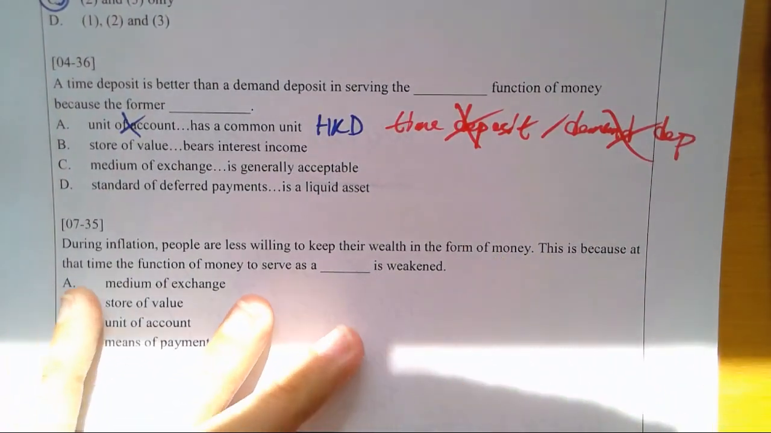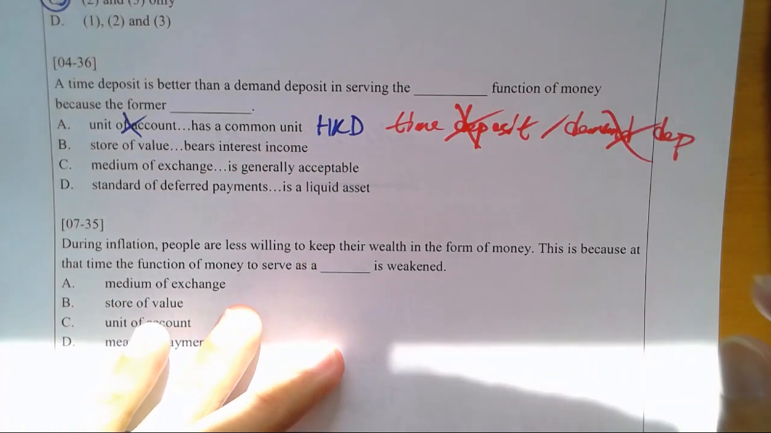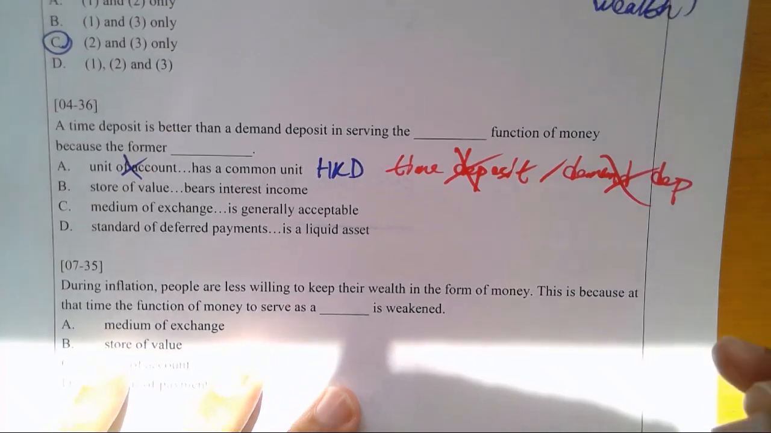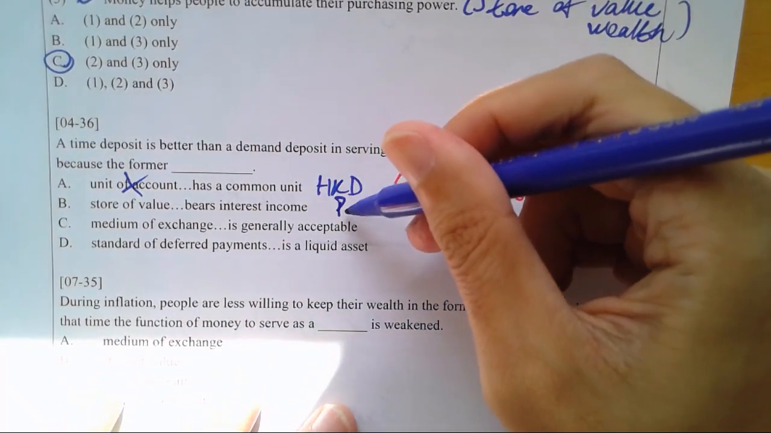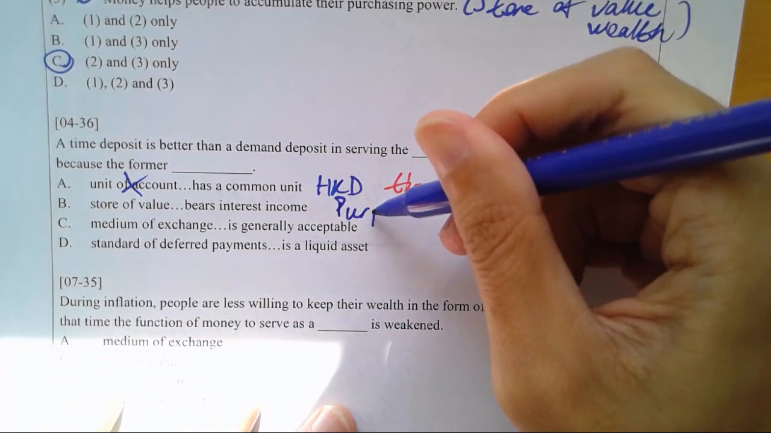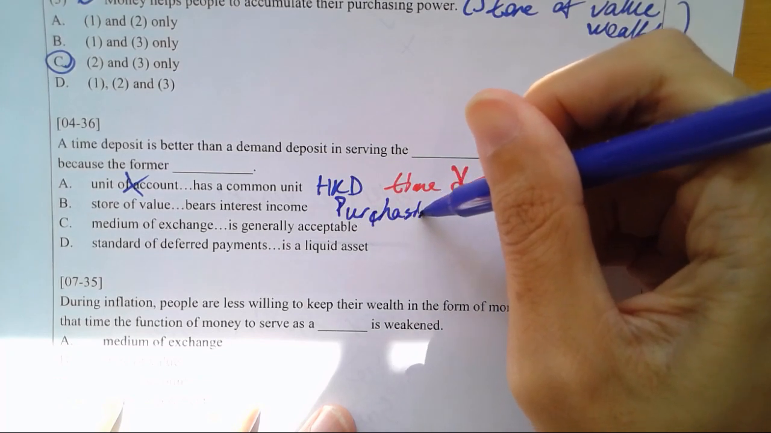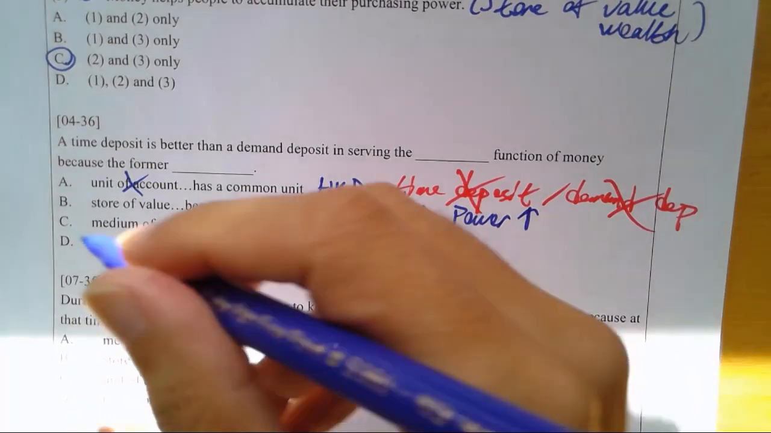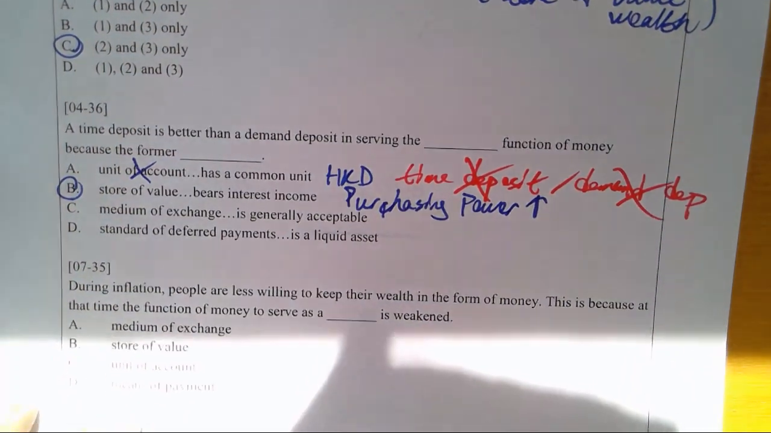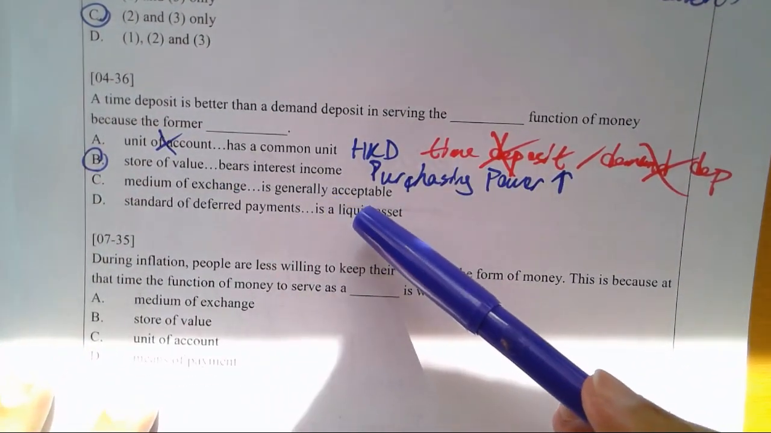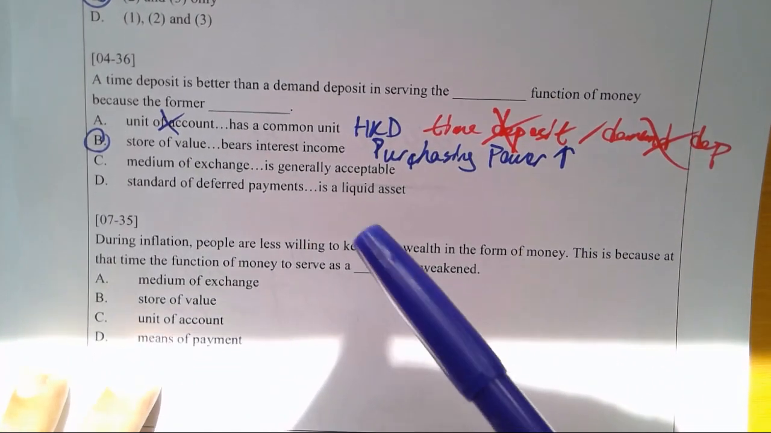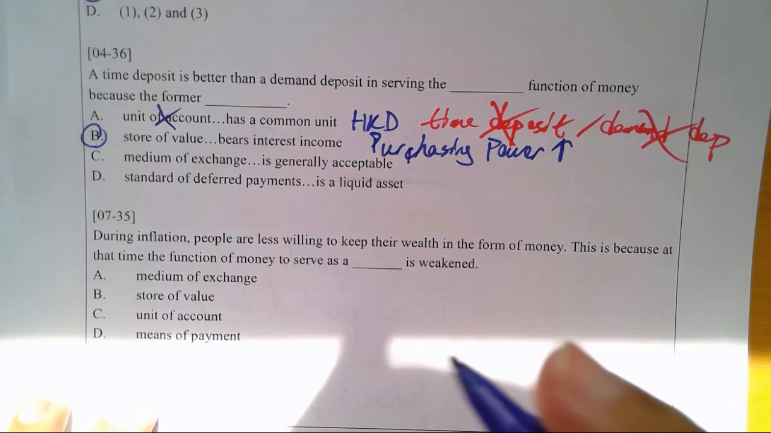Okay, now store of value because it bears interest. Yes, time deposit bears interest. Therefore, your purchasing power over time will actually increase. Yes, store of value. Okay, now medium of exchange generally acceptable. No, people accept Hong Kong dollar, don't accept deposit. And standard of deferred payment 唔講啦呢個 okay.